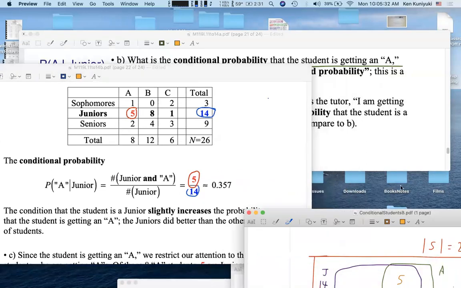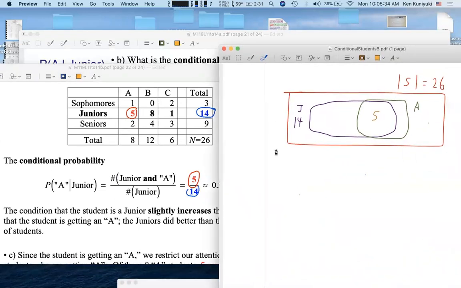So if you look at the Venn diagram here, there are 26 students total in the class, but once we know that the student is a junior, then we don't care about all this stuff out here. I don't want to say they're junk, but we don't care about any of the students out here, okay? We only care about the students who are juniors. So we're aiming our dart at this region over here.